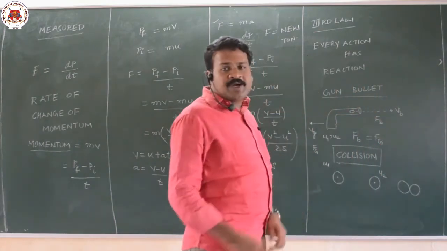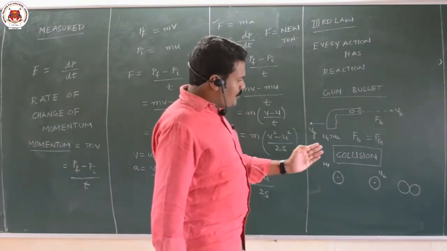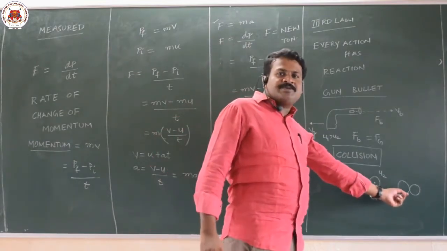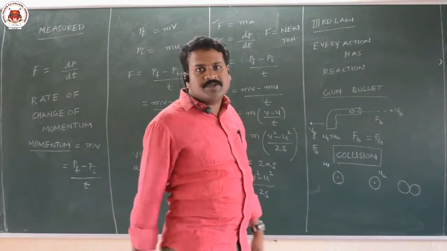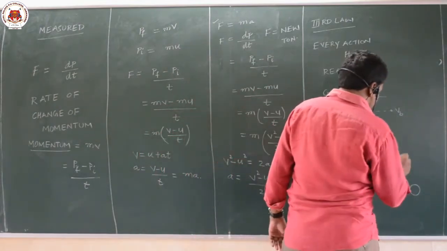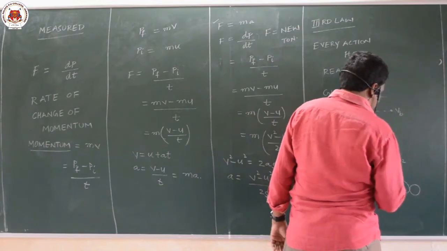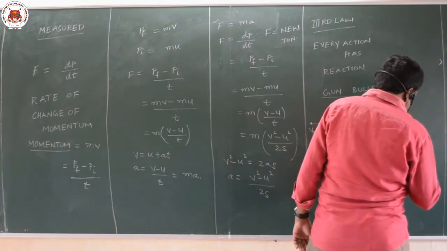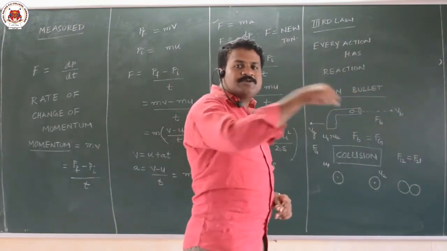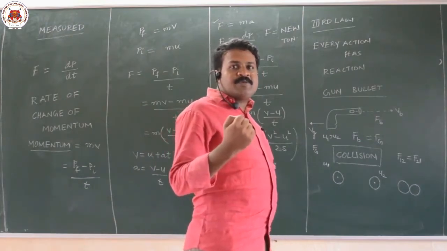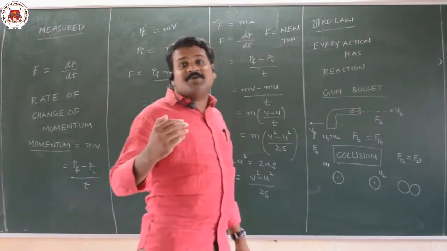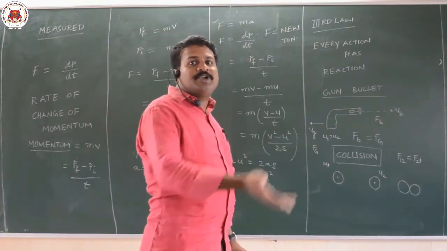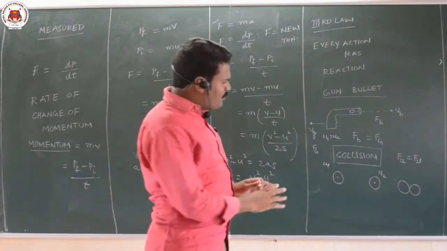So during collision, the force exerted by the first body on the second body is equal to the force exerted by the second body on the first body. Both are the same. Why? Because one will be action, the other will be reaction. The force exerted by the first body on the second will change the momentum of the second body. The force exerted by the second on the first will change the momentum of the first body. So the momentum of both bodies is changed.